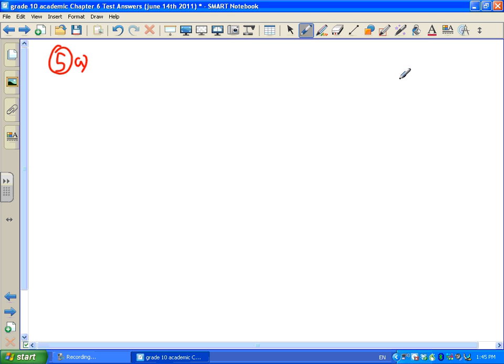Okay, question 5A. Flip it. There's no 5. Turn the other side. Other side. That's what I want.